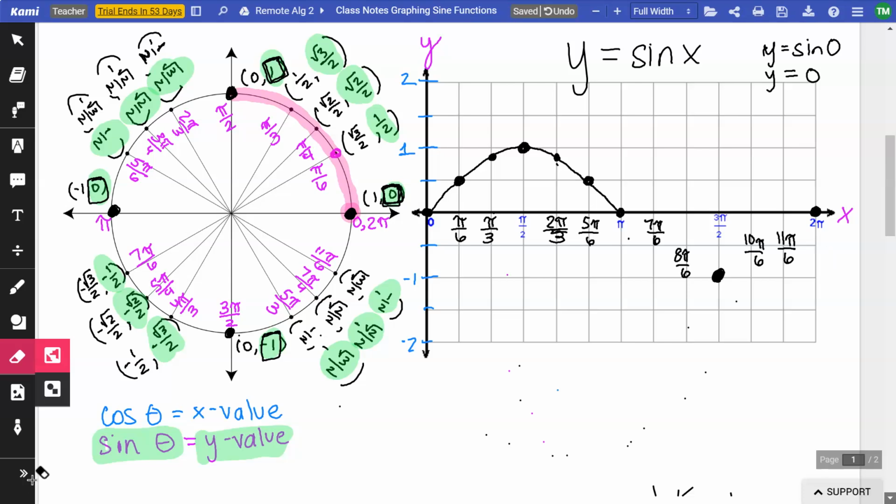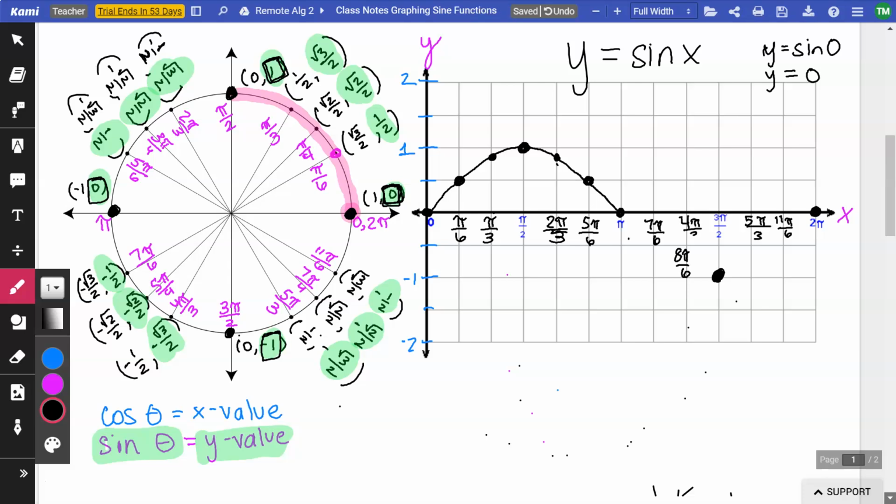And I need to reduce, see, 11 pi over 6 is fine. I need to reduce 10 pi over 6, which should reduce to 5 pi over 3. And then reducing 8 pi over 6, we're going to have 4 pi over 3.